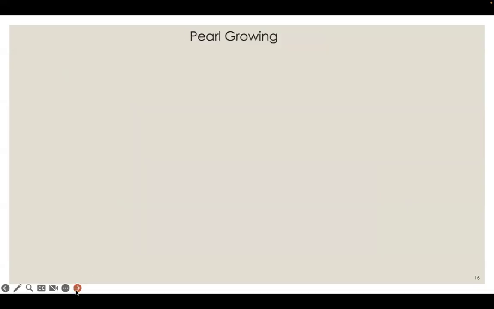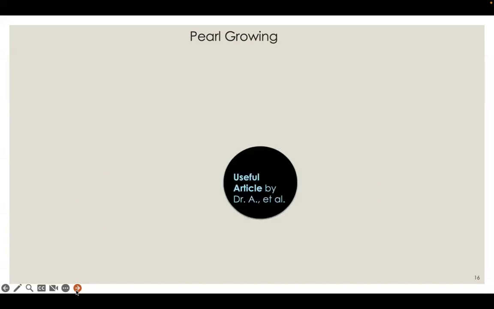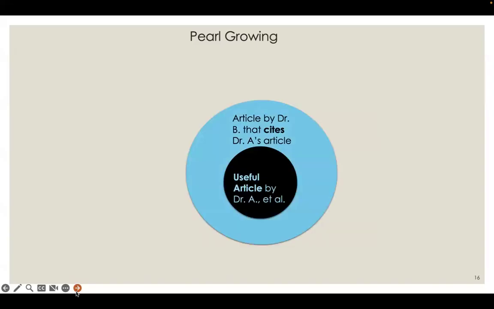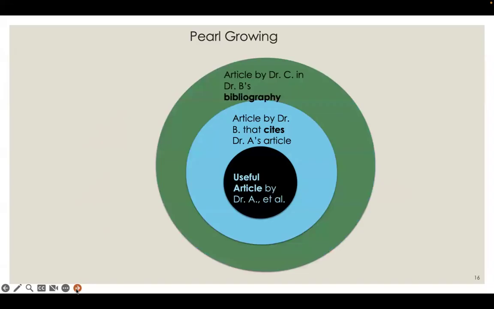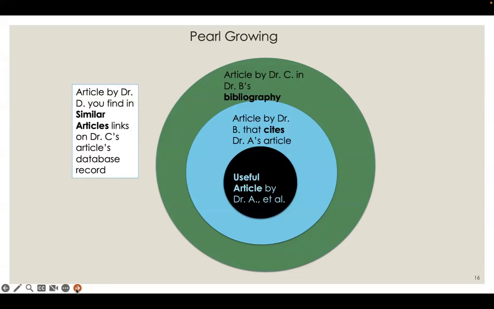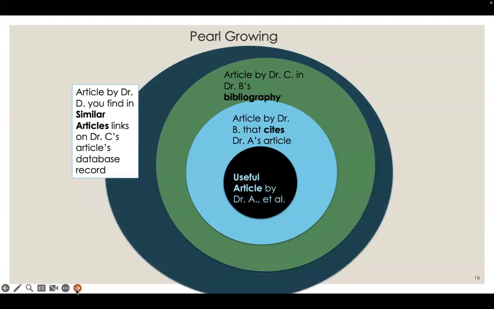And then pearl growing is just another way to find useful articles in the literature when you're searching. So say you have a useful article by Dr. A, you might look at the citations or who cites the article, and maybe Dr. B cites Dr. A's article, and then Dr. C has something, or Dr. B has a bibliography, and there's a work by Dr. C in there. And then you can find similar articles as well through similar article links in most of our databases.